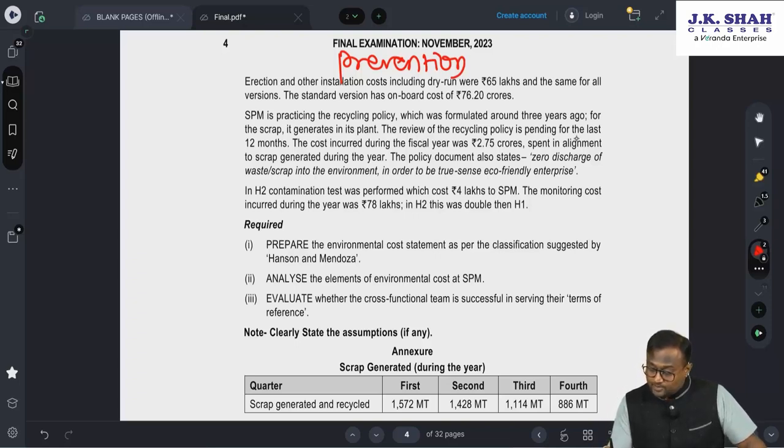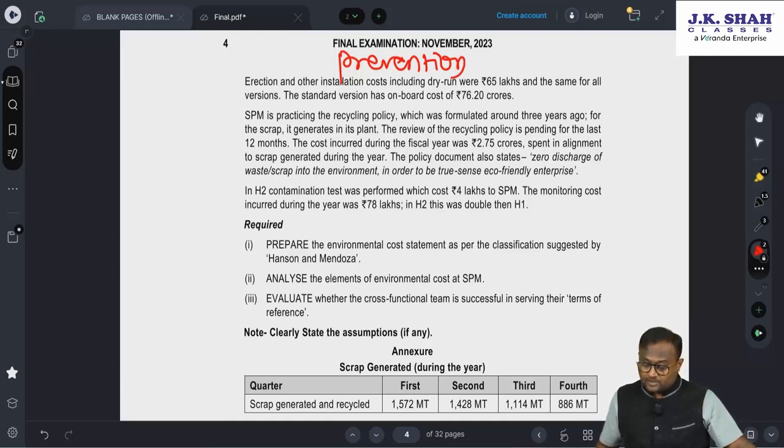The review of recycling policy is pending for last 12 months and the cost incurred during the fiscal year was 2.75 crores spent on alignment to scrap generated during the year. In H2, the second half, contamination test was performed. Again, that means you are detecting the environmental issues. 4 lakhs was additional cost incurred. Monitoring cost is 78 lakhs during the year. In H2, it was double. So, if it was 1 rupee in H1, it is 2 rupees in H2. So, 1:2 will be the ratio for first half and second half.